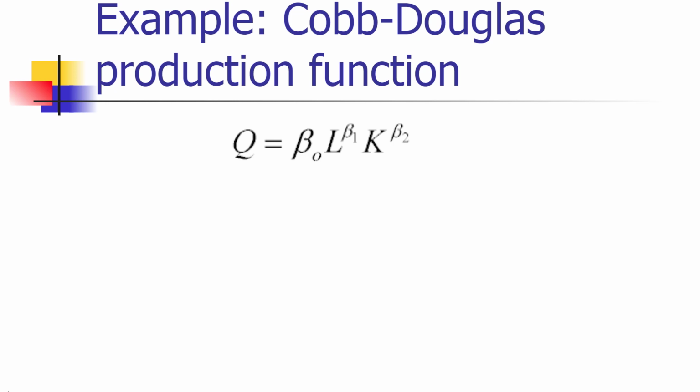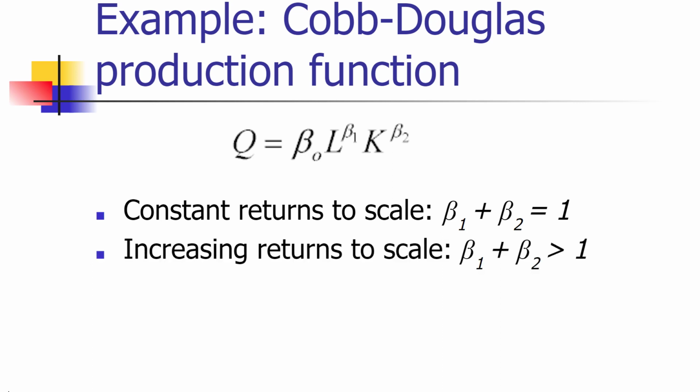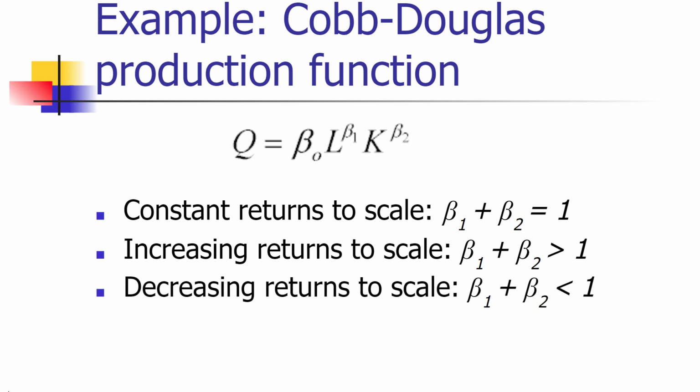One of the things we often do is we want to test whether we have constant, increasing or decreasing returns. And one of the things which is discussed in the textbook is that we have constant returns to scale if the sum of beta 1 and beta 2 equals 1. We have increasing returns to scale if the sum is greater than 1. And we have decreasing returns to scale if the sum of those coefficients is less than 1.